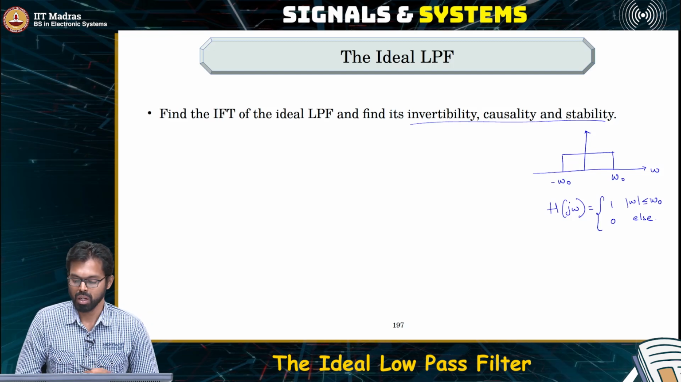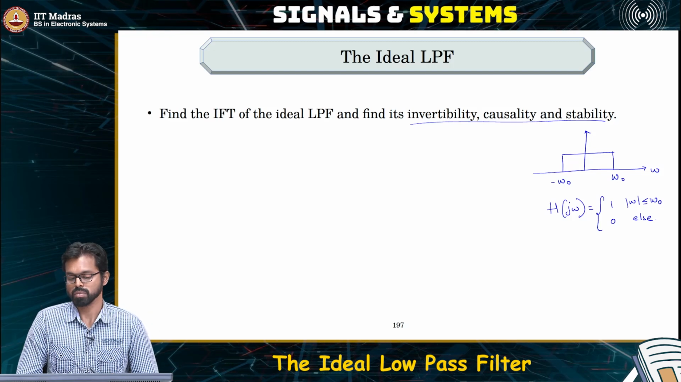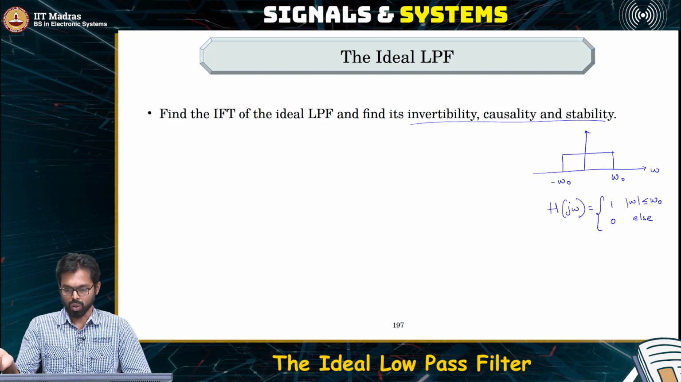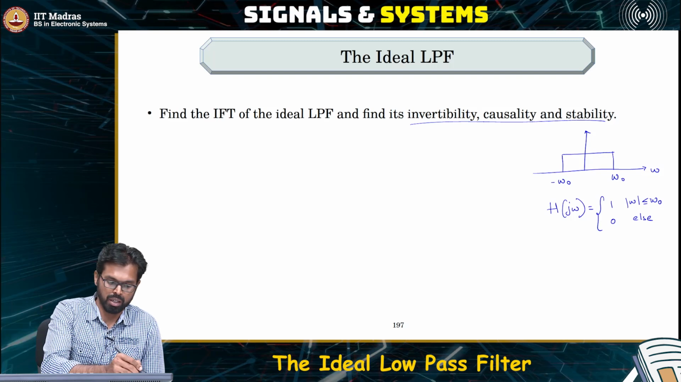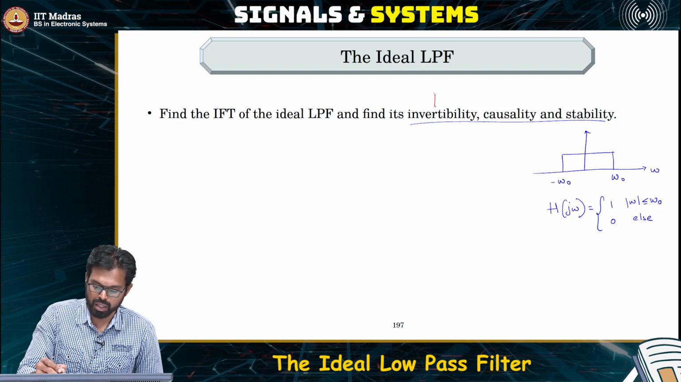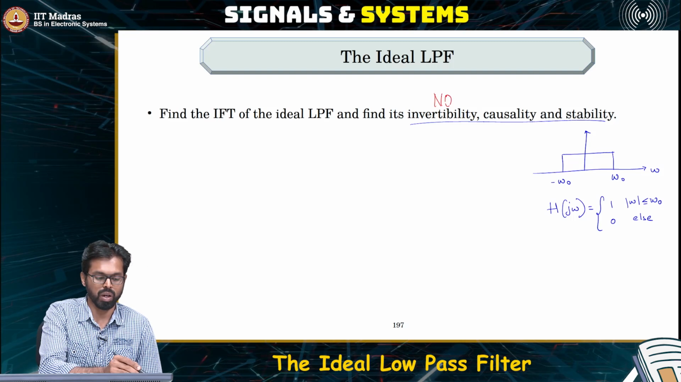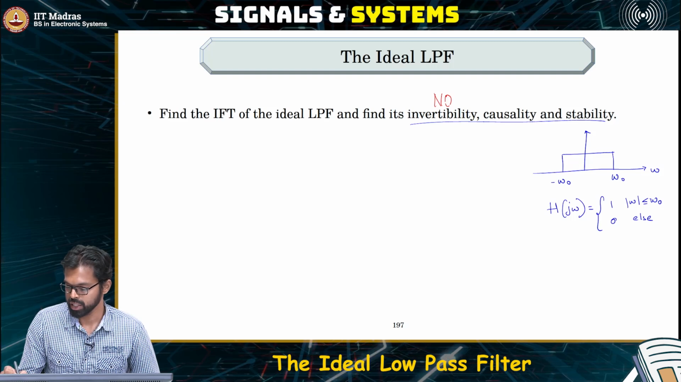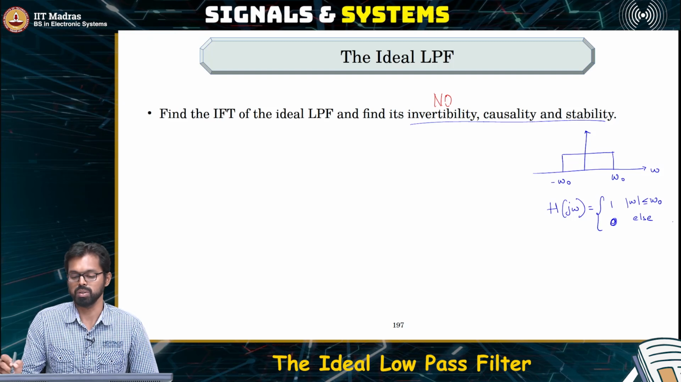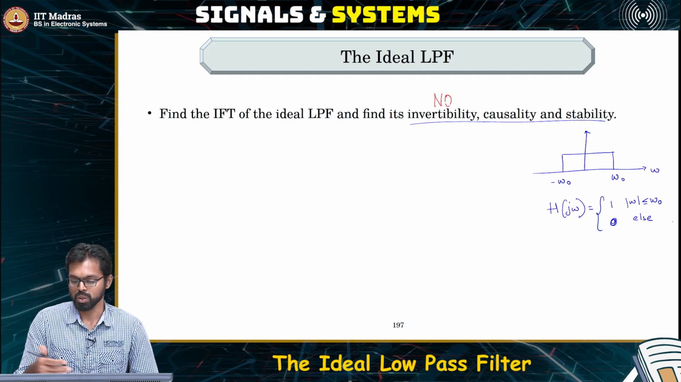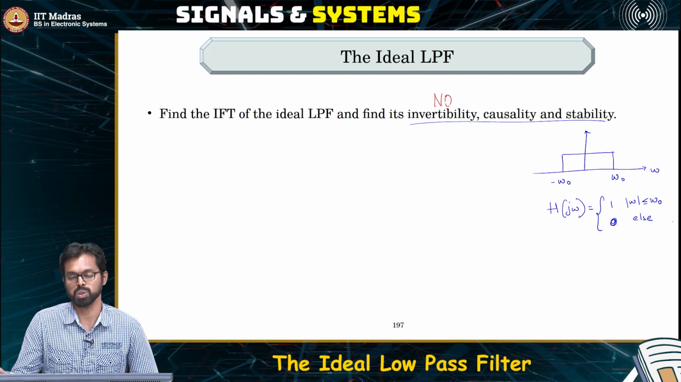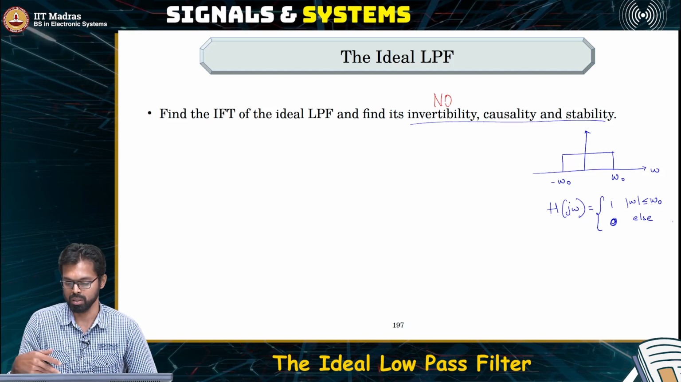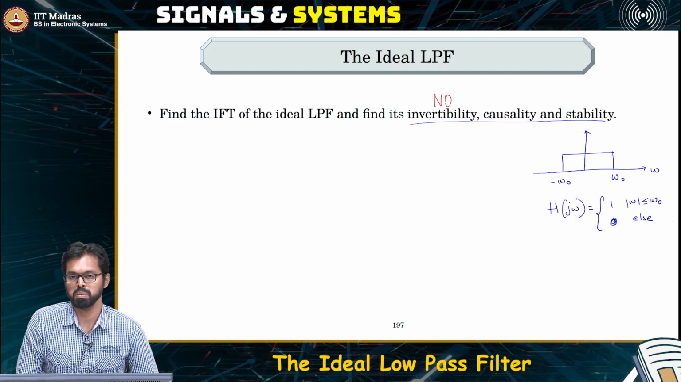Now, is this invertible? Is this causal? Is this stable? The first thing, is it invertible? Clearly it is not invertible. Why? Because it is taking the value 0 for several frequency values. So if I pass in any frequency which is greater than omega naught, it is all going to become 0. So I cannot know what was actually passed at the input. So clearly this is not an invertible system.